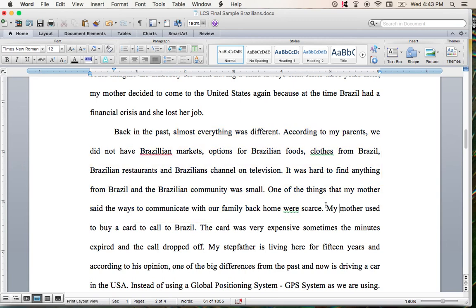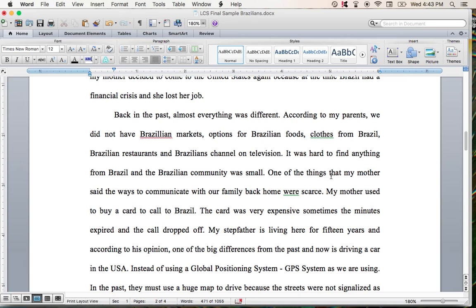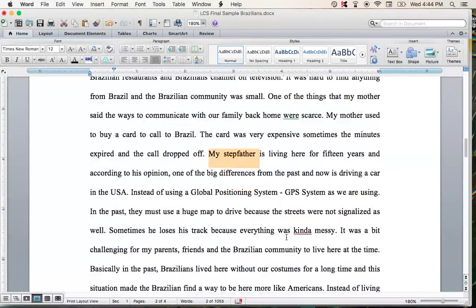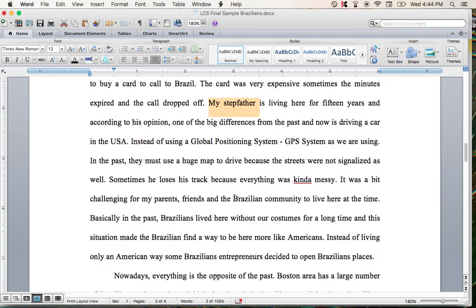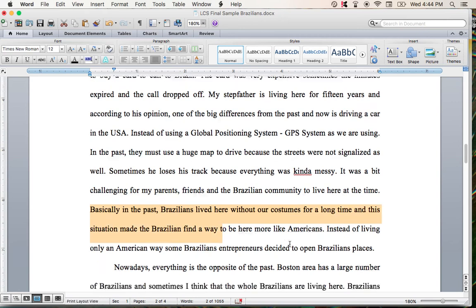scarce. So this is the paragraph about the past of the community, and you can tell who she's getting her information from, right? She talked to her parents. She said, tell me about what it was like in Boston for Brazilian immigrants back when I was a baby and I can't remember. She talked to her mother. She talked to her stepfather here about how things are different now, and so on. Basically, in the past, Brazilians lived here without our customs for a long time, and so on.